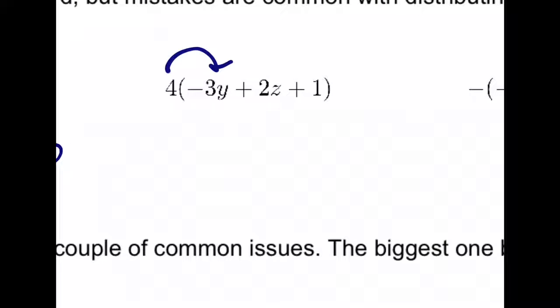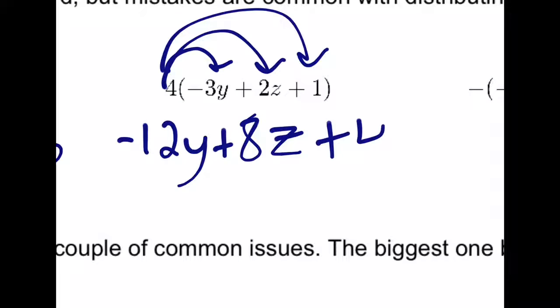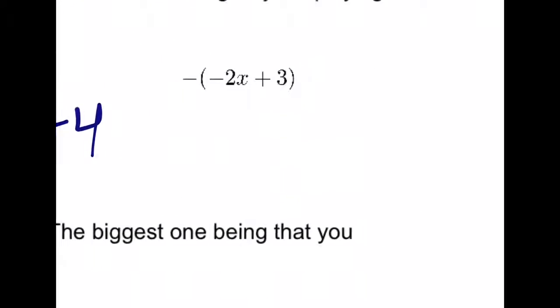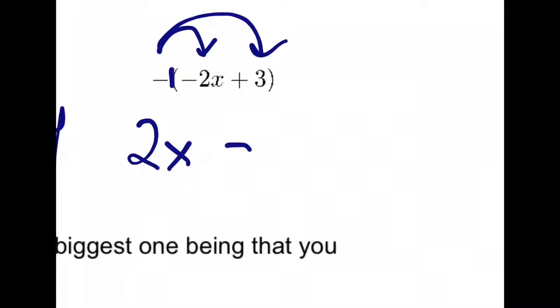Lastly, 4 multiplied by negative 3y is a negative 12y. 4 multiplied by 2z is a positive 8z. And 4 multiplied by a positive 1 is a positive 4. When there's not a number, such as this last example, we assume that there's an invisible 1. So negative 1, when distributed, is multiplied first by negative 2x, which gives us a positive 2x. Negative times a negative comes out positive. Negative 1 multiplied by 3 gives us a negative 3.